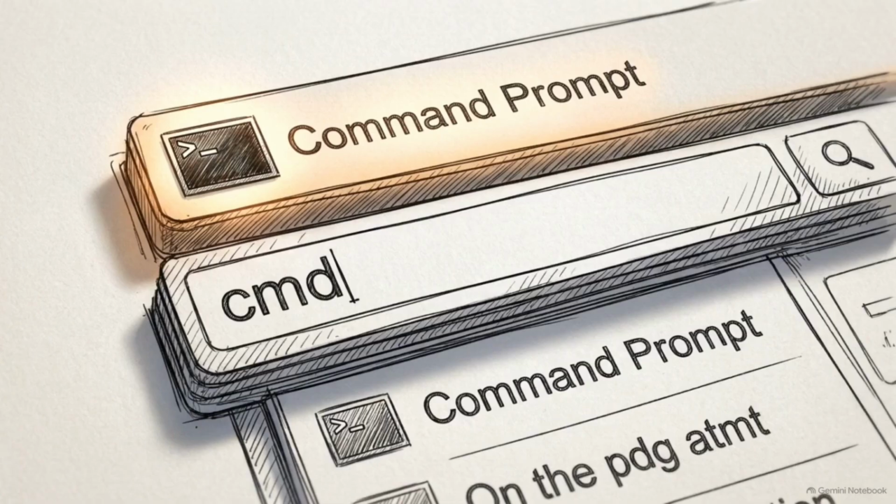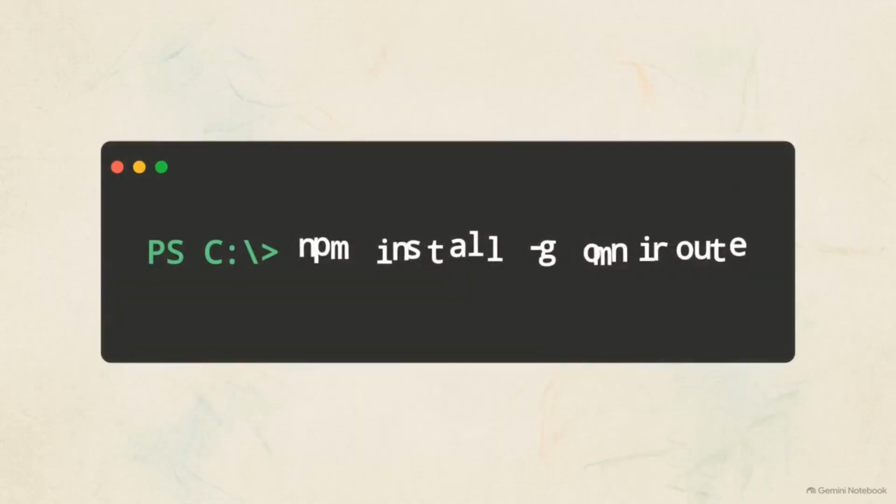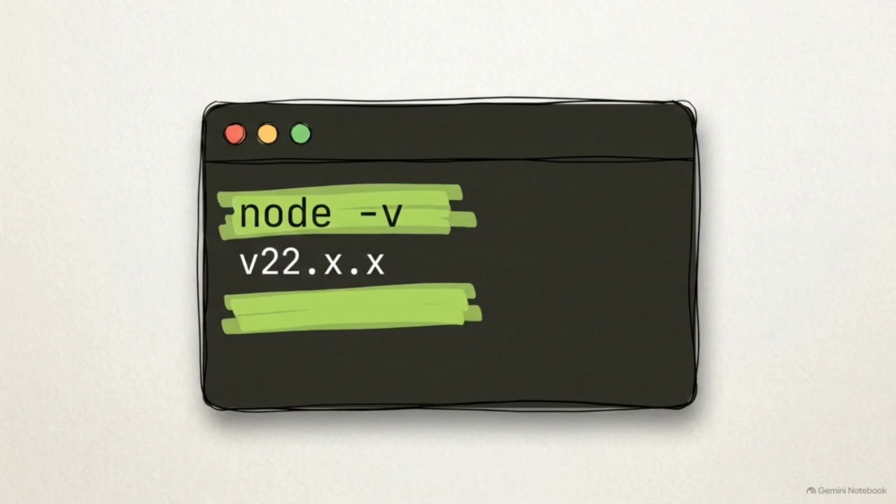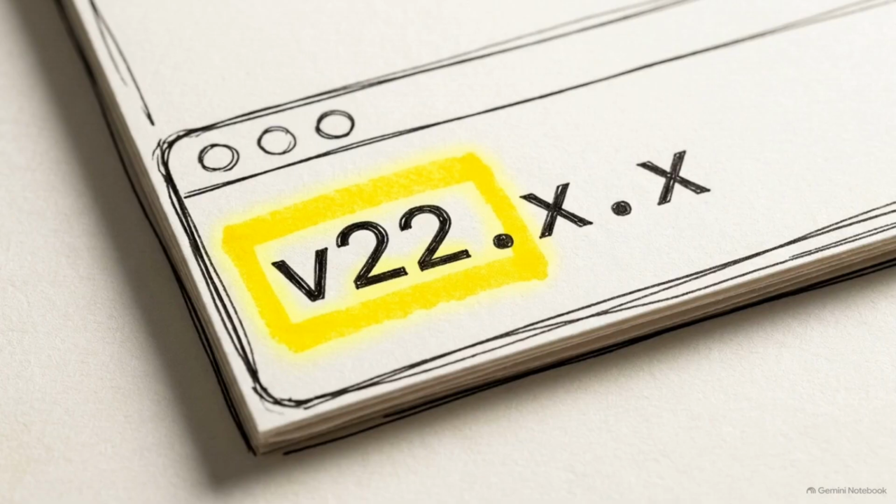Once installed, open the standard command prompt. Do not use PowerShell. PowerShell parses characters differently, creating syntax errors that trap beginners. This mockup shows what your terminal should look like when you type node --v and hit enter. It should return a version number starting with 22 or 24.